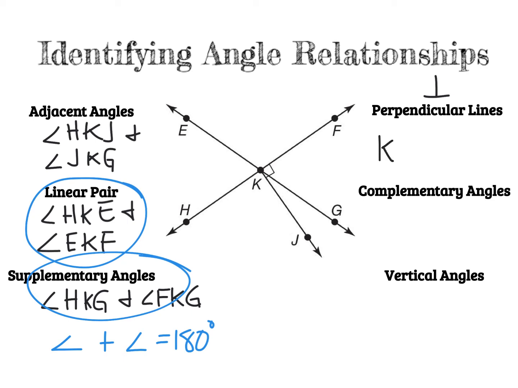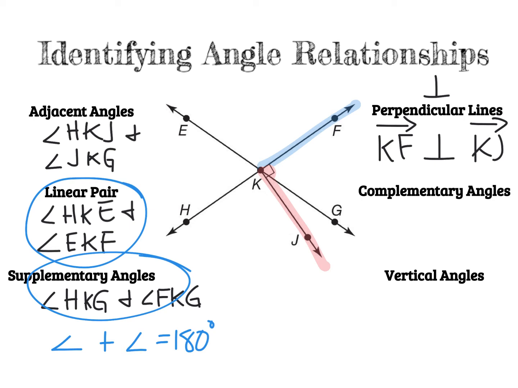I can say ray KF and KJ are perpendicular, and these two are rays. So KF is perpendicular to KJ. And I'll highlight these for you so you can see them. So KF and the other line, KJ, form a 90-degree angle, and you can see that right here with the box. Okay, that's what perpendicular lines mean. They meet at 90 degrees.